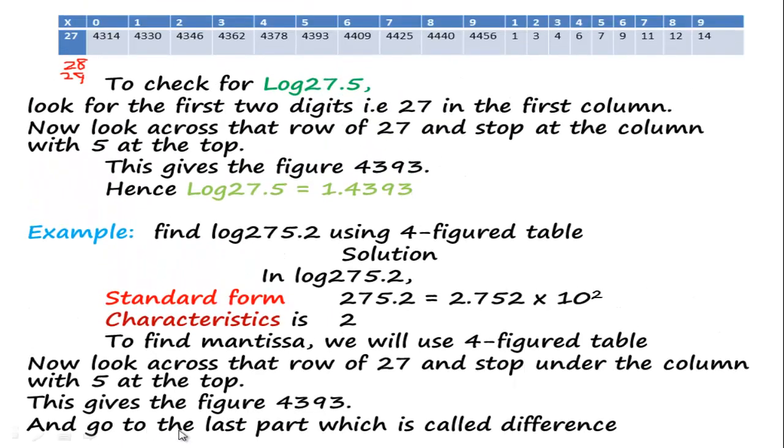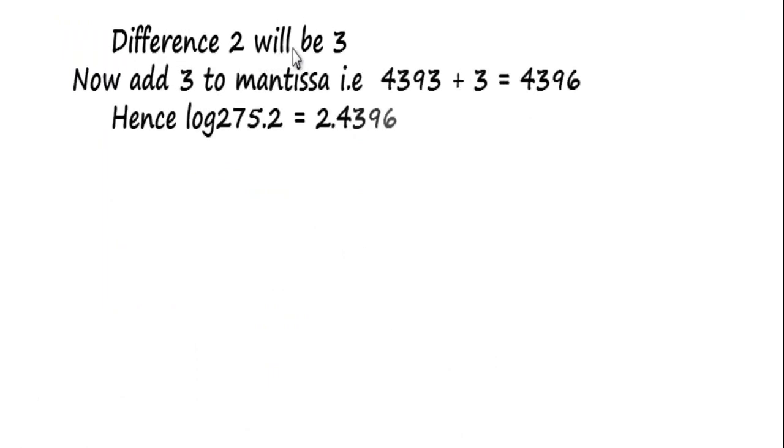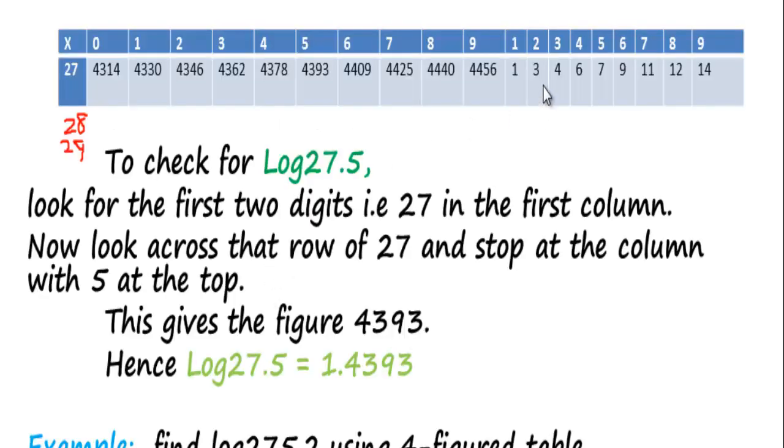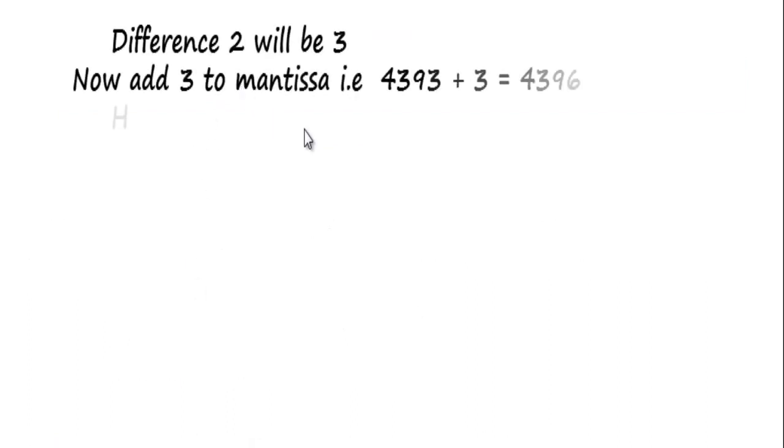Now let's move on. Go to the last part, which is called difference. The difference of 2 is now going to be 3. Difference 2 is 3. Are you getting it? That means you are going to add this to the value under 5. I think you are getting it. So you add them together, you plus them together. That's what you are going to do. I think you are following quite well. So that's why the difference 2 will now be 3.